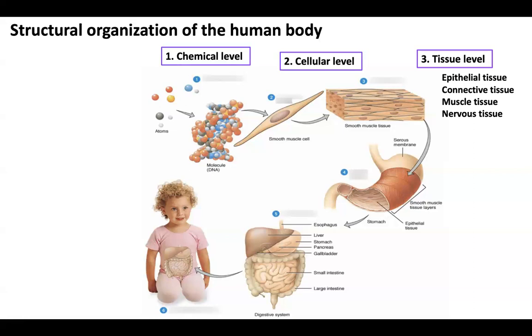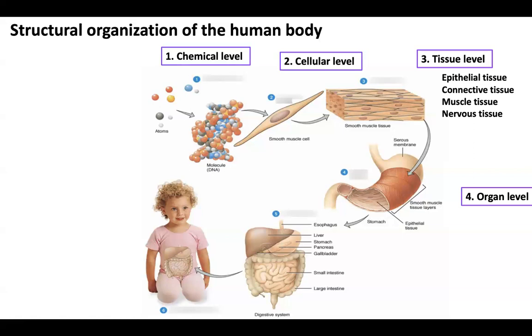The last type of tissue is nervous tissue. It's composed of neurons and neuroglial cells, and it's found in the brain, in the spinal cord, and in the nerves. Tissues having similar function will form an organ. So the fourth level is the organ level.